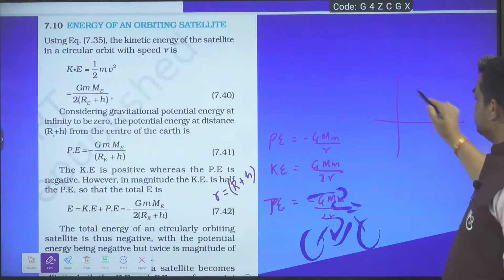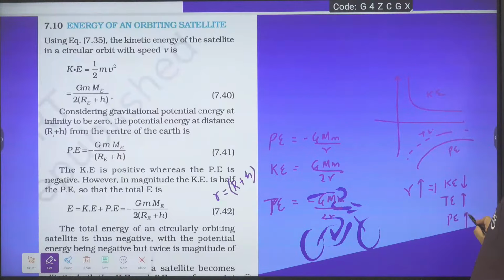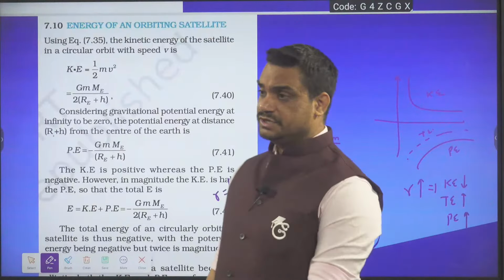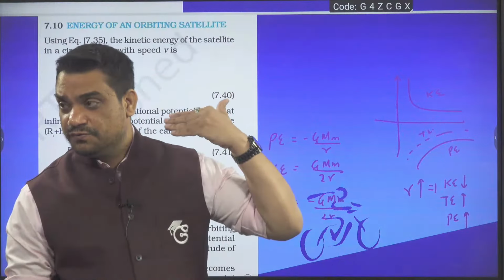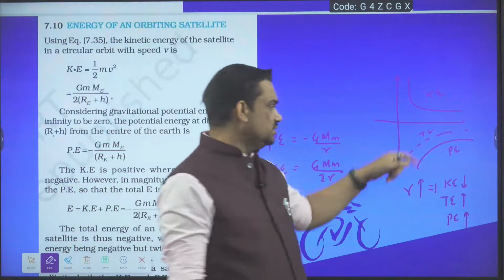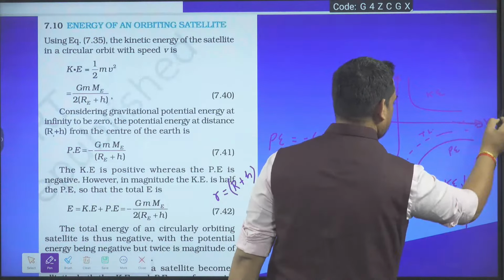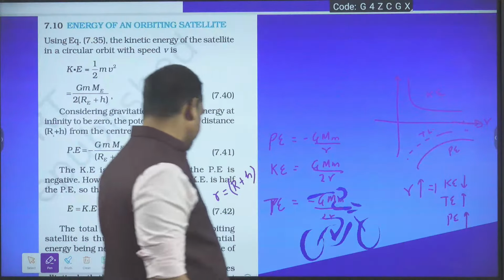Graph, you remember, the graph is the same as the Bohr model, like this here, and then this one. This is for the K, this one is for the potential, this is for the total. If you increase the r, then we can see kinetic will decrease, total will increase, potential will increase. Okay, you have to remember these things, this graph. If you go to higher orbits, then K will be reduced. From the graph we can see, if you increase r, K is coming down, but P and T are going up.